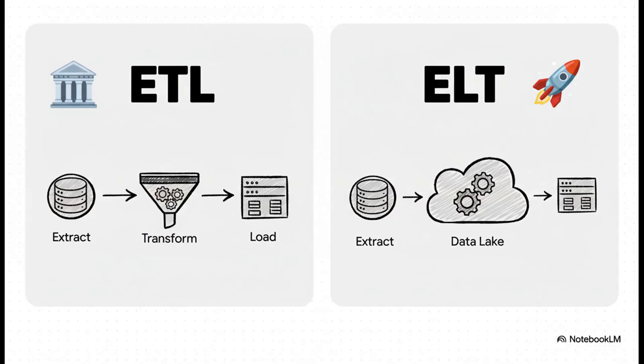So let's meet our two main characters. On one side, you've got ETL, extract, transform, load. This is the OG, the classic approach. On the other side, we have ELT, extract, load, transform. This is the modern challenger, shaking things up. And look closely. The only difference is the order of the T and the L. But trust me, that one little swap, it changes everything.